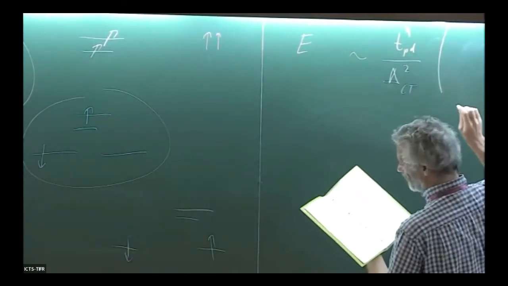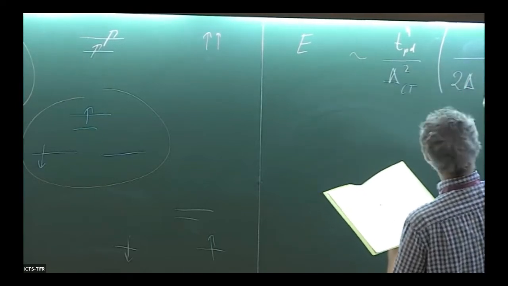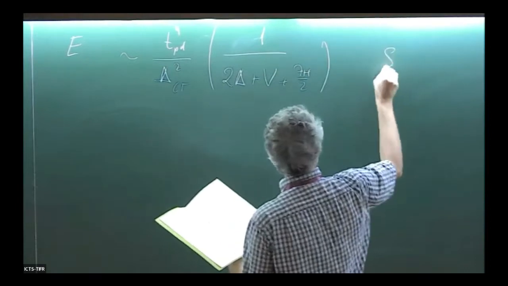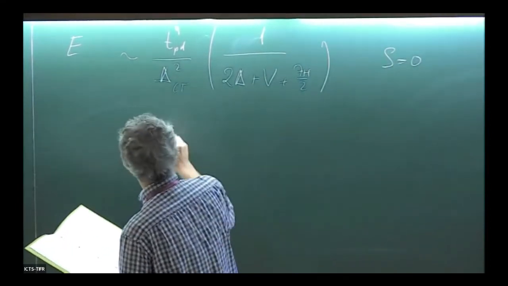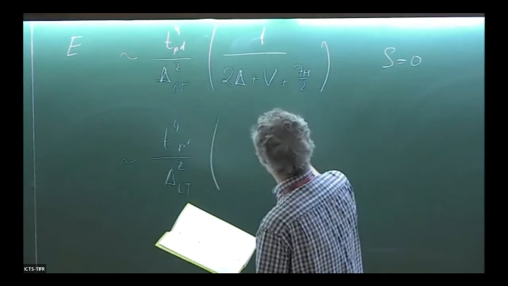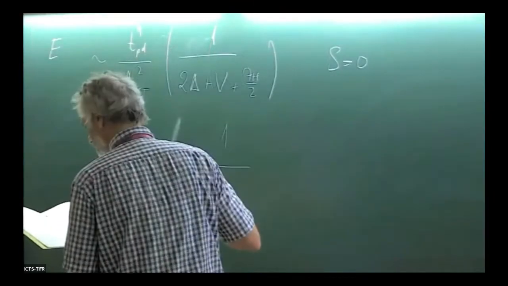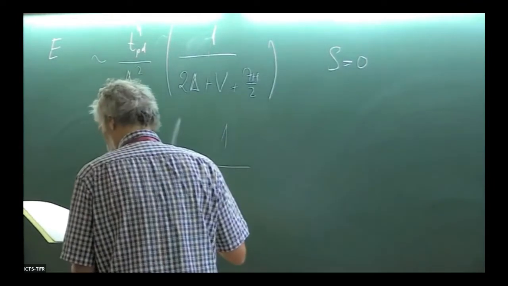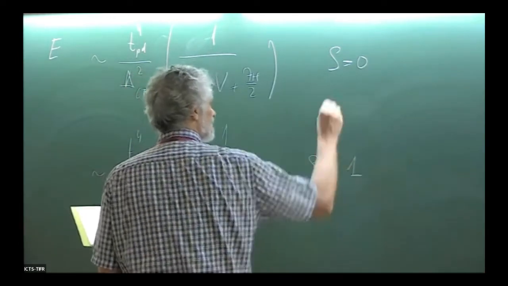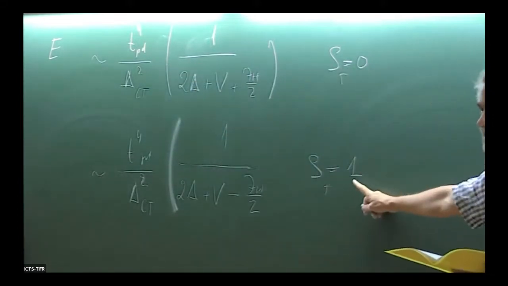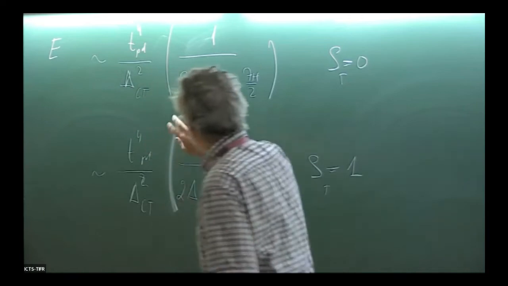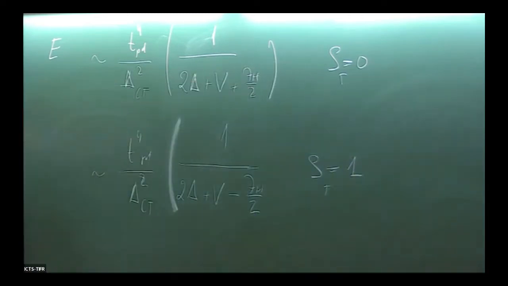And we have here 1 over 2 delta plus V plus J Hund over 2 if the spin is equal to 0, and t_pd to the fourth over delta squared charge transfer. Actually I don't need this: 1 over 2 delta plus V minus J Hund over 2. This is if the spin is equal to 1. The total spin is 0 and 1. So if they are ferromagnetically aligned, they make a triplet. This is a singlet. And what I have written here is the energy of this state here.